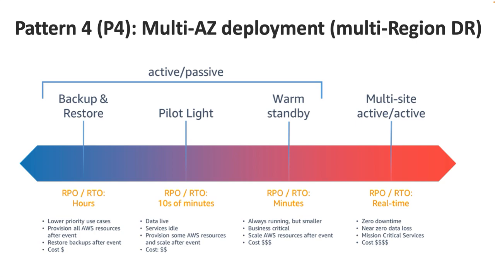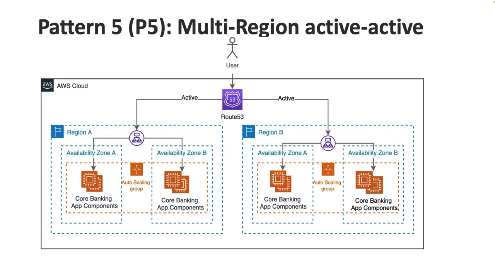The next pattern, that is P4, wherein you have a multi-AZ, multi-region disaster recovery plan. And you can think of this in terms of four different strategies you can deploy. So pattern 5 would consist of a multi-region active-active situation. A use case where this resilience pattern would need to be used would be, say, a core banking feature like a customer relationship management application, where there is zero tolerance for disruption.